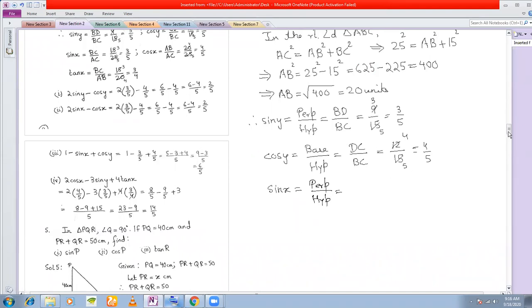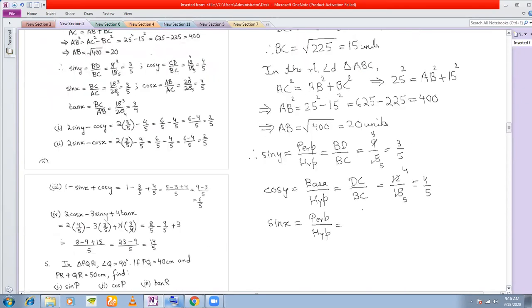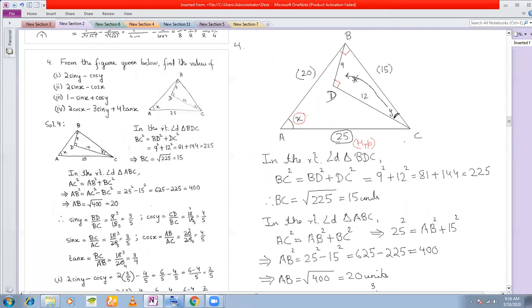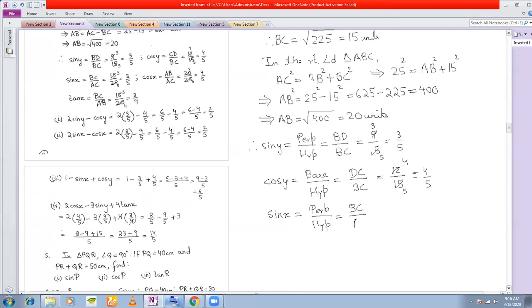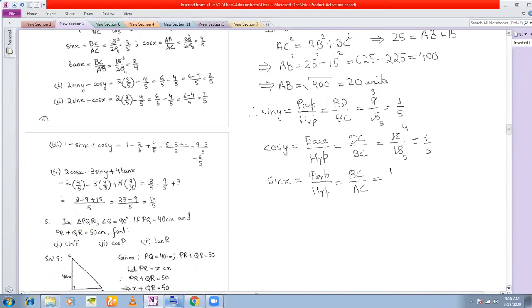Again, we'll write which one is perpendicular for the bigger right angle triangle. I told you the perpendicular is the side BC of length 15. We'll write BC. And the hypotenuse here is 25, this length AC. So BC by AC. The length of BC is 15 and the length of AC is 25. So 15 by 25. So this cancels here. 3 by 5. Okay. Sin x you have got.